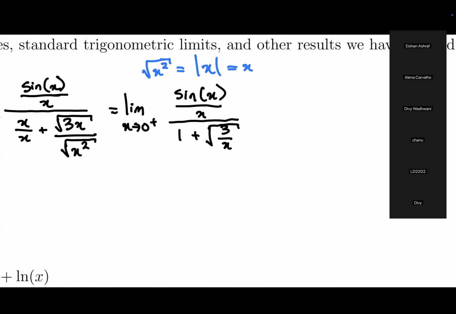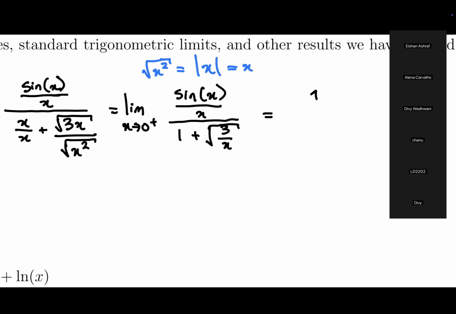We do know that the top term ends up evaluating to 1 because of the special trig limits that we've seen. This is a constant itself, so we don't need to worry about that. And lastly, if we do direct substitution into this, 3 over a 0 positive, some small number, will end up going to some high number. So if we just say infinity in this case, that won't cause any indeterminate forms.